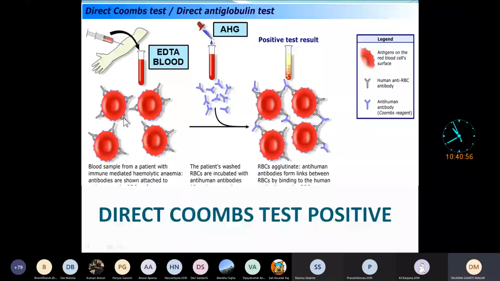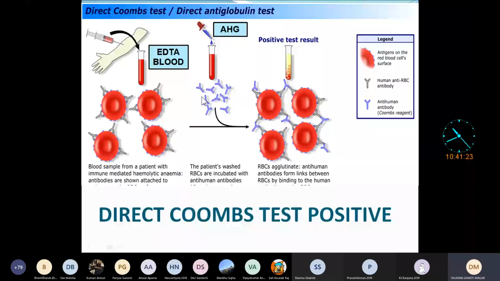Now these RBCs are coated with these antibodies. Though they are coated with the antibodies, they are not showing the clumping of the blood. It is separate, isn't it? So that's why we will add the anti-human globulin. Did you understand here? So AHG we will add, and then this Coombs sera we will add, and then now the Coombs sera will have all these antibodies.